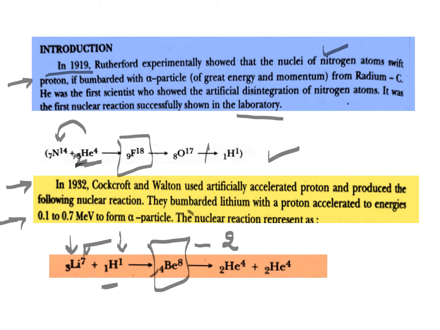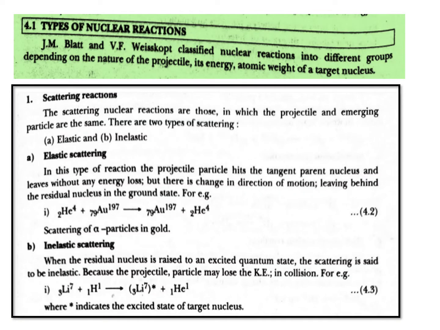This is another reaction. Now, nuclear reactions, just like chemical reactions, also have different types. J.M. Blatt and V.F. Weisskopf gave the classification of nuclear reactions based on the nature of the projectile, energy, and weight of the target nucleus. According to the projectile, energy, and atomic weight of the target nucleus, these two scientists classified the types of nuclear reactions.